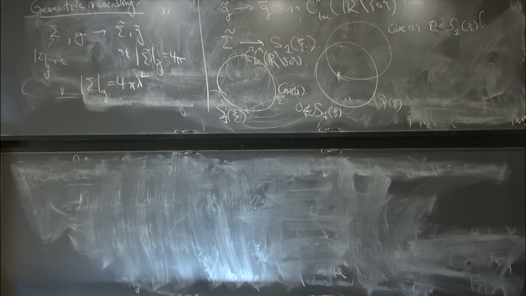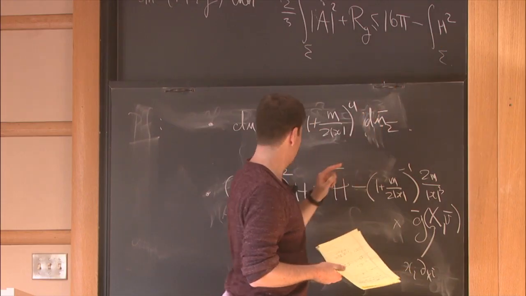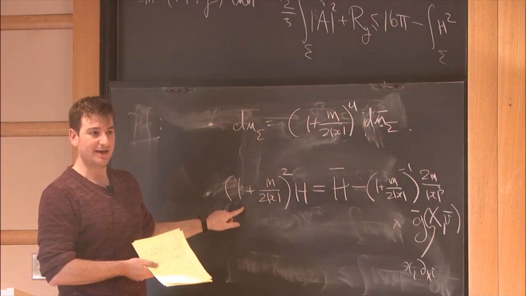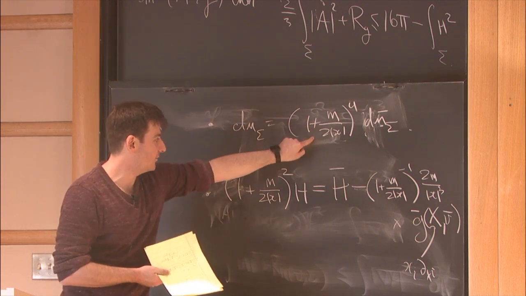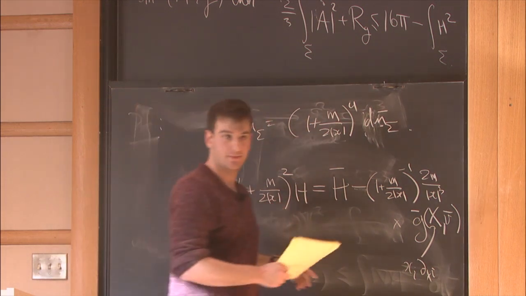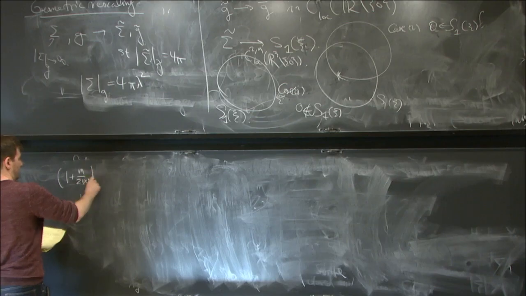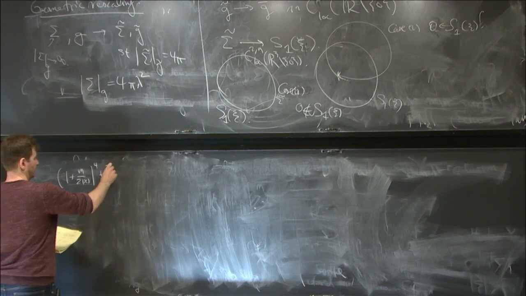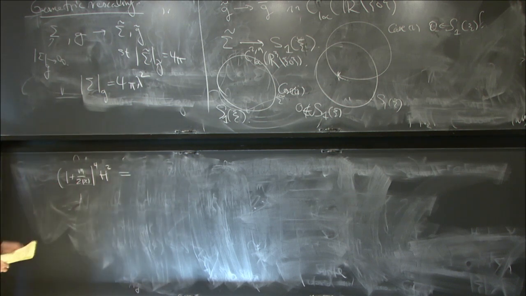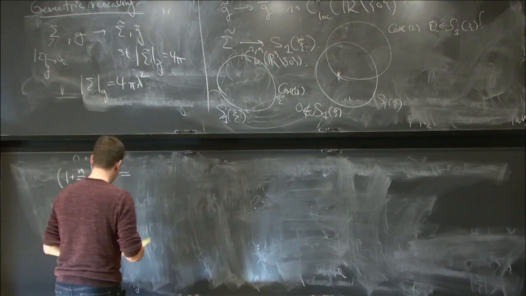So we'd like to compute this quantity. I've written this in a suggestive way, because if we square this, we get the volume form times h squared, which is what we want. This is the volume form times the mean curvature squared, which is what we're after. This is what Christodoulou-Yau controls.